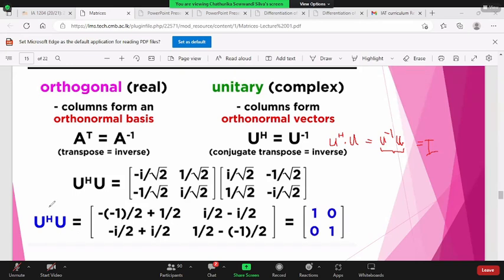So when the Hermitian matrix is multiplied by its own matrix, that is going to give us the identity matrix.